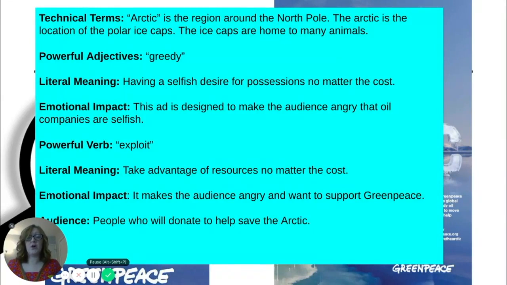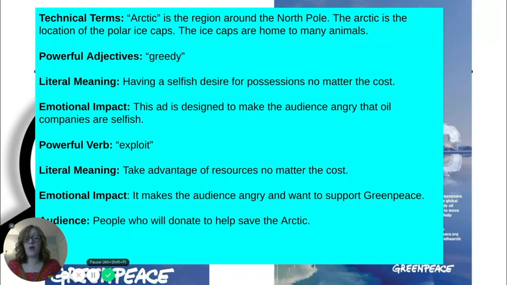Arctic is the region around the North Pole. The Arctic is the location of the polar ice caps, and the ice caps provide home to many animals. If they're destroyed, those animals have no place to live.